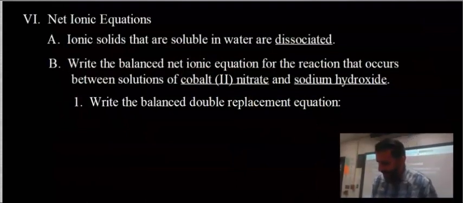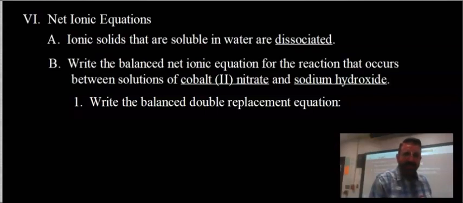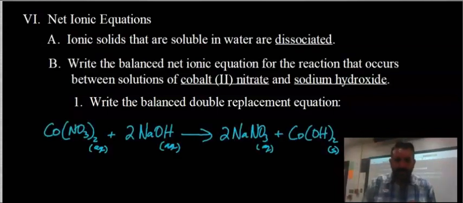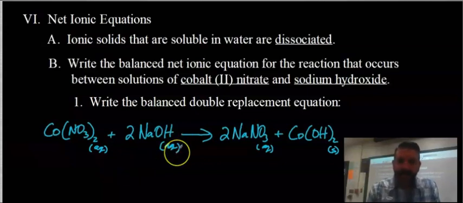Let's write the balanced double replacement equation for the reaction. I'll let you do that. Go ahead and pause the video now. So here's our balanced equation. Make sure to include states that matter. So notice that the cobalt-2 nitrate is aqueous. I had a solution of that substance. And the sodium hydroxide, also aqueous. Double replacement reaction. The cobalt-2 and sodium ions trade places.